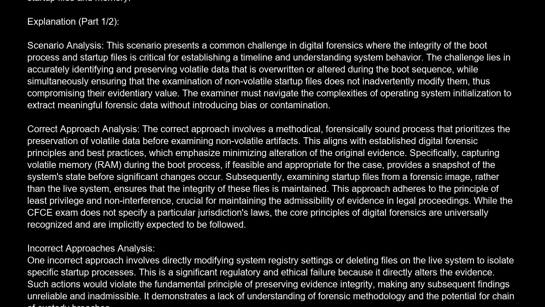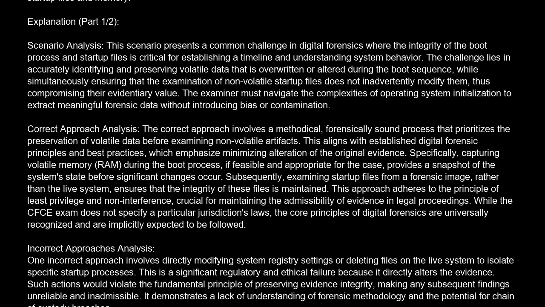Scenario analysis. This scenario presents a common challenge in digital forensics where the integrity of the boot process and startup files is critical for establishing a timeline and understanding system behavior. The challenge lies in accurately identifying and preserving volatile data that is overwritten or altered during the boot sequence, while simultaneously ensuring that the examination of non-volatile startup files does not inadvertently modify them, thus compromising their evidentiary value. The examiner must navigate the complexities of operating system initialization to extract meaningful forensic data without introducing bias or contamination.